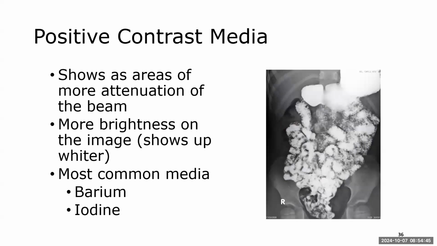The positive contrast media is going to show up as areas of more attenuation of the beam, meaning we're going to have a greater loss of intensity with positive contrast media because it's going to absorb a lot of the photons. That's why they're showing up as areas of very, very bright areas, like the stomach.